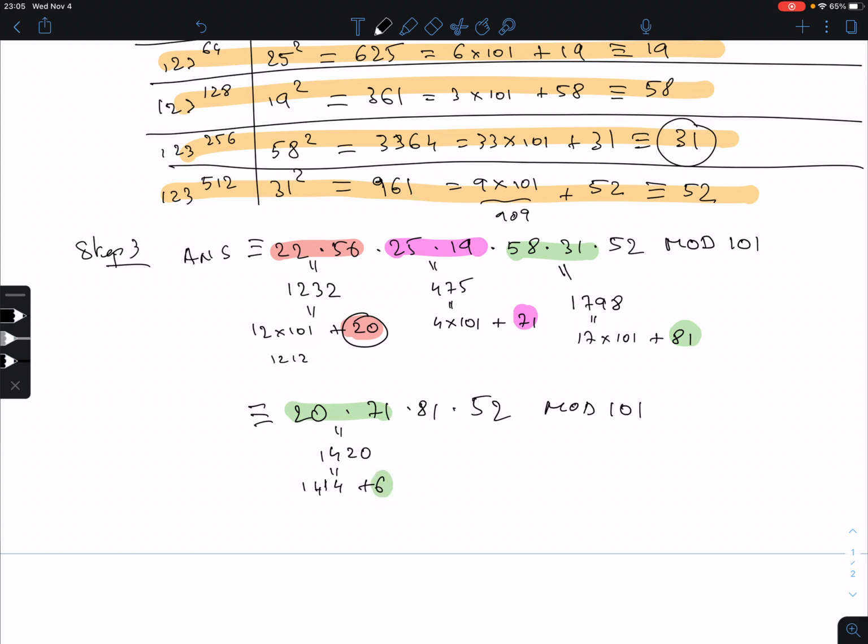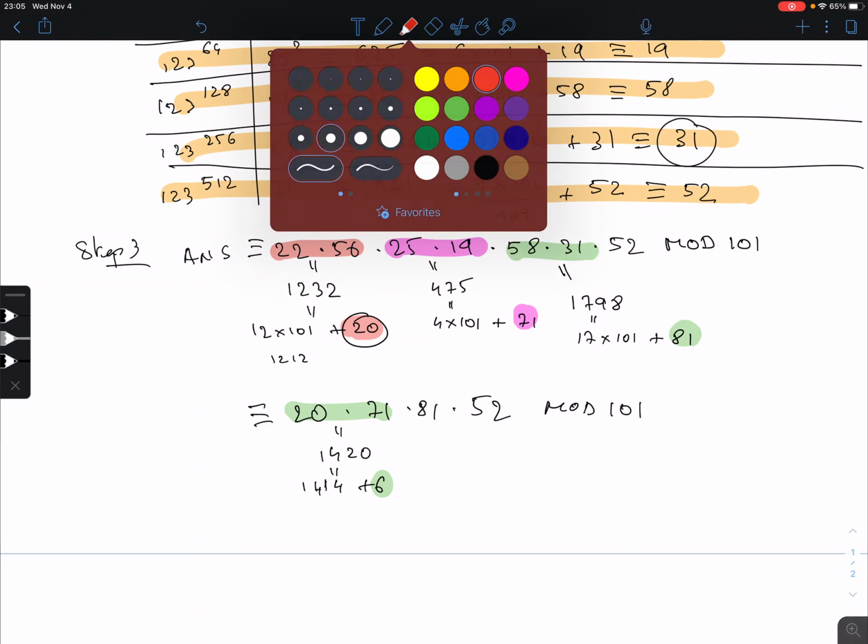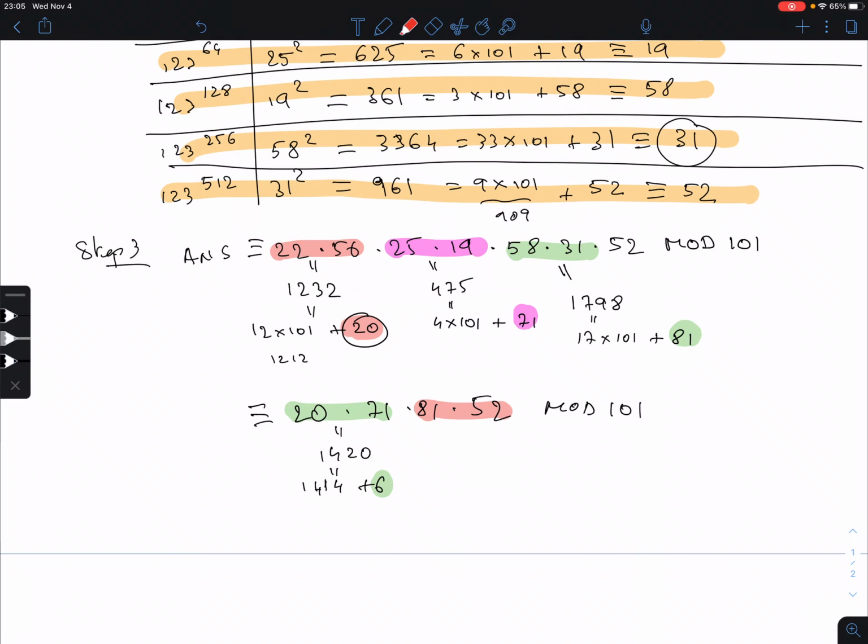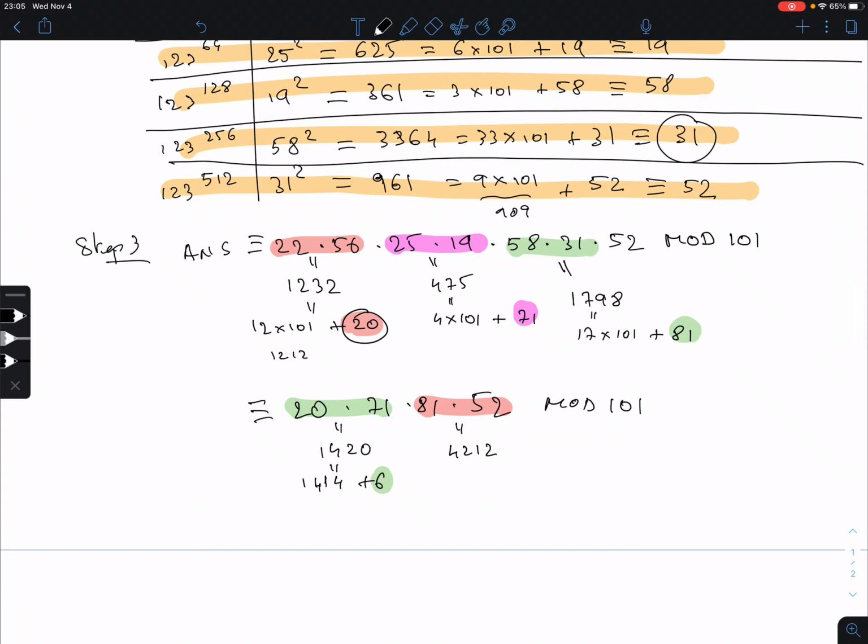81, let's do this in a different color. 81 times 52, what is that? 81 times 52 is 4212. So this is 4212. We have to be, this one I cannot do out of my head, wait, sorry.